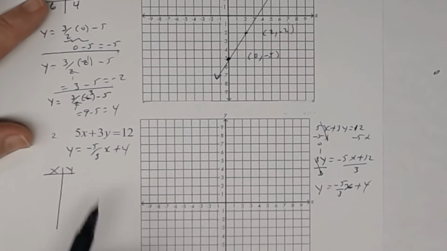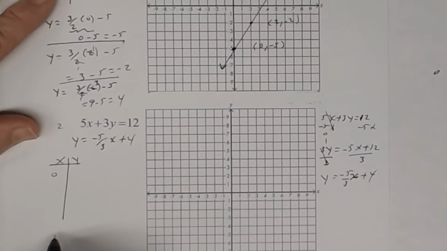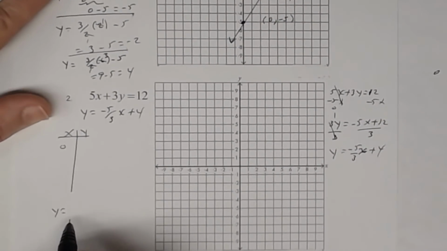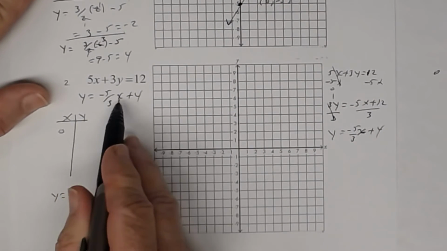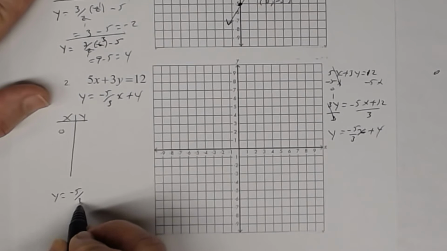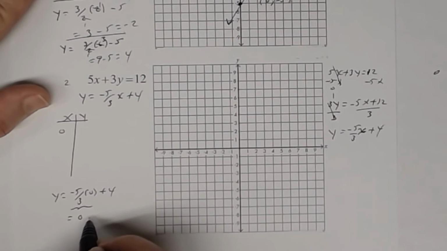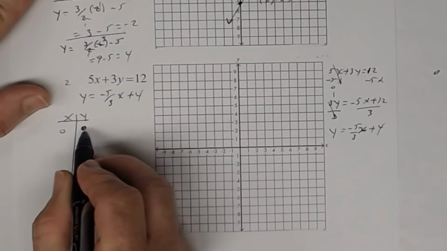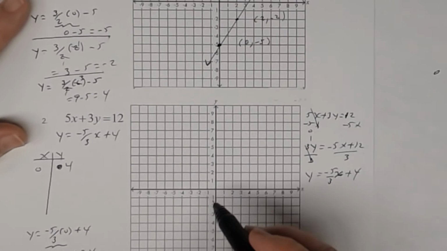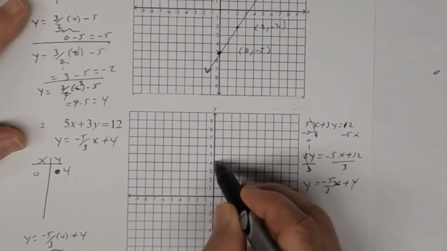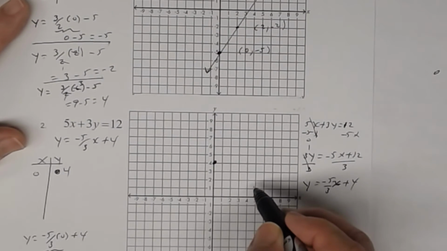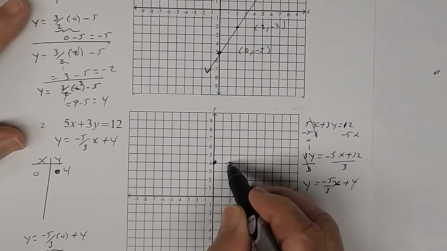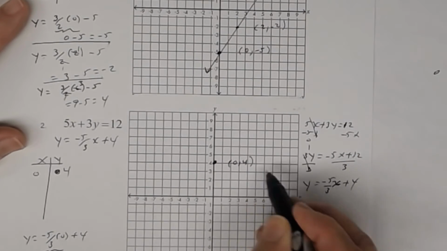So if x is 0, notice I get y equals negative 5/3 times 0 plus 4. Negative 5/3 times 0 is 0. 0 plus 4 is 4. So I get the point 0, 4. So 0, 4 is on the positive y-axis. So there's the point 0, 4.